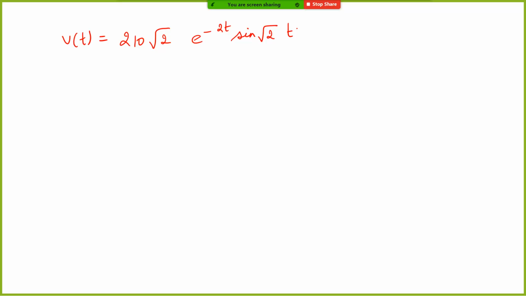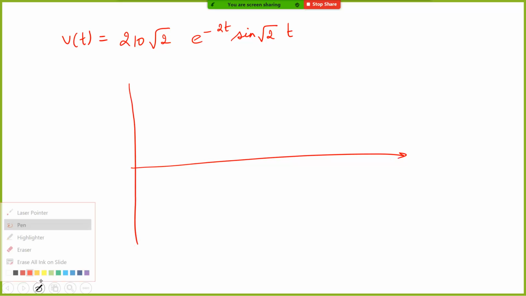The sine with frequency root 2 having an envelope of e to the power minus 2t. Exactly. So basically, we can think of it as being something like this. We know that v of 0 is 0, right? So it is going to start from here. This is time t, okay?